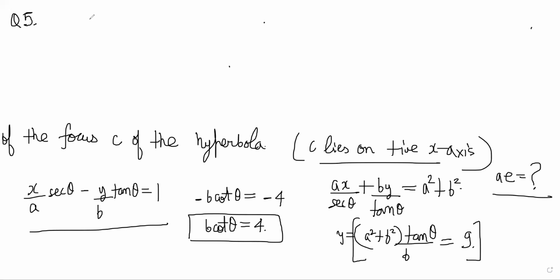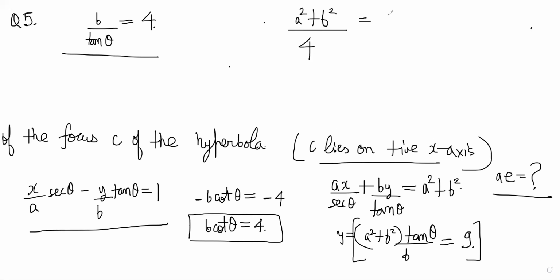See here, b cot theta means actually b by tan theta, right? Correct. And here there is a tan theta by b. You get a square plus b square by b by tan theta, which is 9. So you get a square plus b square is equal to 36.